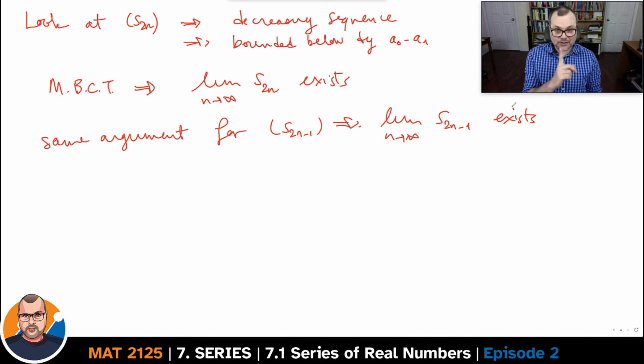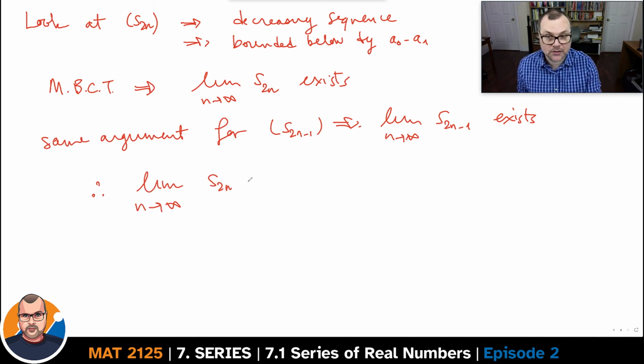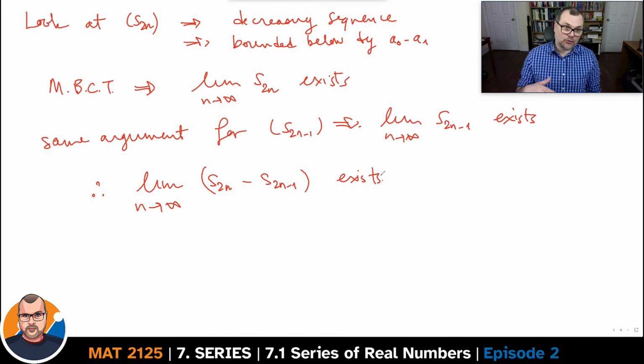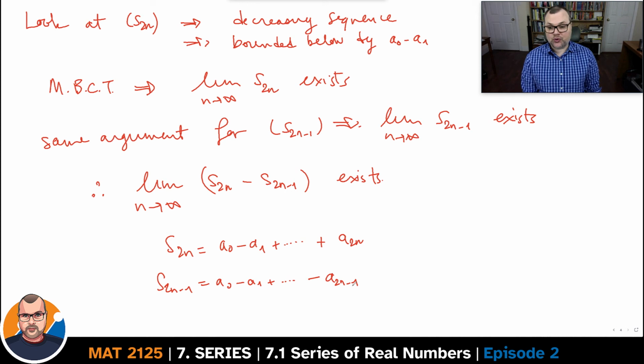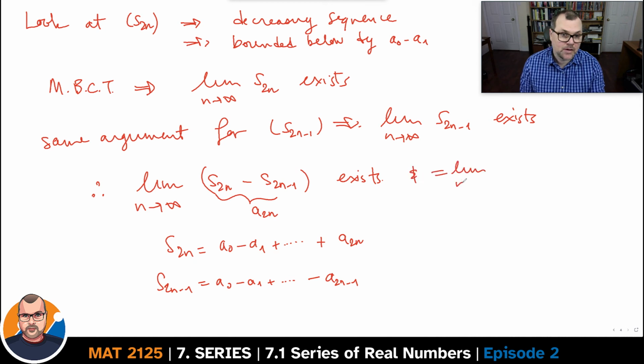So both of these exist, and so in particular the limit of their difference has to exist according to the theorem on the operations on sequences. But we know what S2n minus S2n minus 1 would be, right? S2n is the alternating sum all the way to this, and S2n minus 1 is the alternating sum all the way to the term just before it. So if you subtract S2n minus 1 from S2n, you will get exactly A2n. Here, it's equal to the limit as n goes to infinity of A2n.